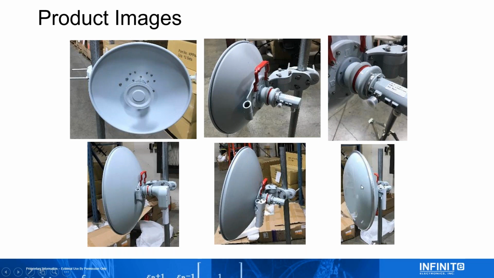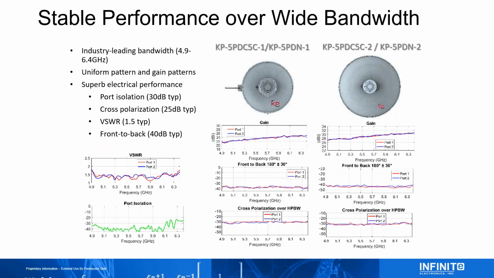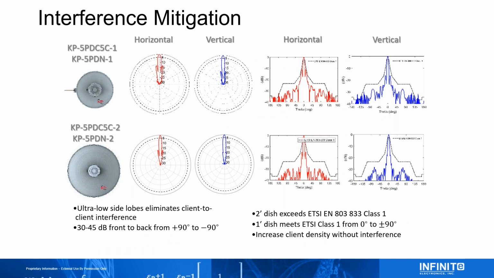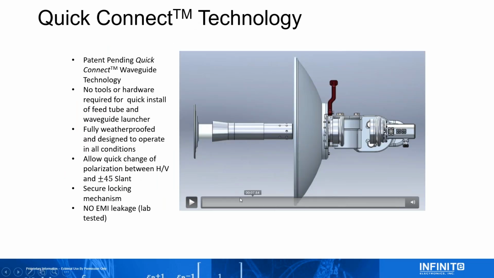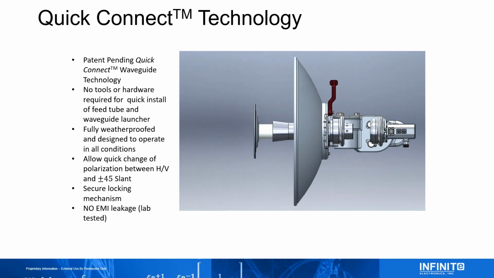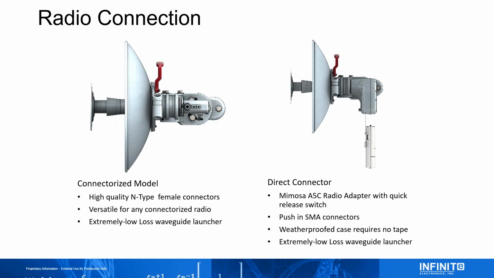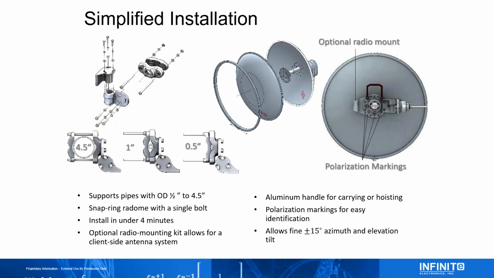We have an optional radome too. Very stable performance, 4.9 to 6.4 GHz. So very, very good antennas. Like I said, patterns are excellent. You're not going to see any noise as you did with some previous antennas. We also have the quick connect function, so it allows you to adjust your polarization between H and V and 45 slant. It's also very easy to assemble. Once it comes out of the box, it's really 3 components you're putting together. Very, very fast. I can install one in about 2 minutes. Radio connect. Sorry, you'll have to pause the video when you go back and review if you're interested, but it's a very simplified installation. We wanted to make it easy for you guys.